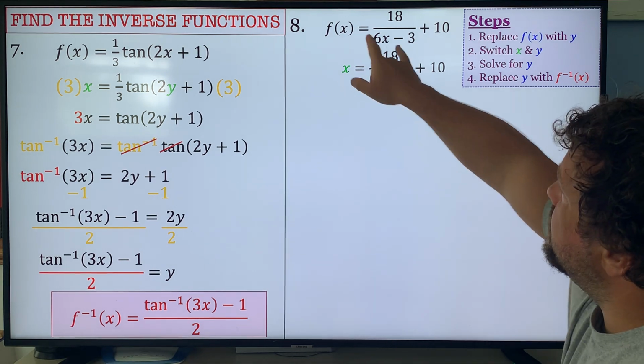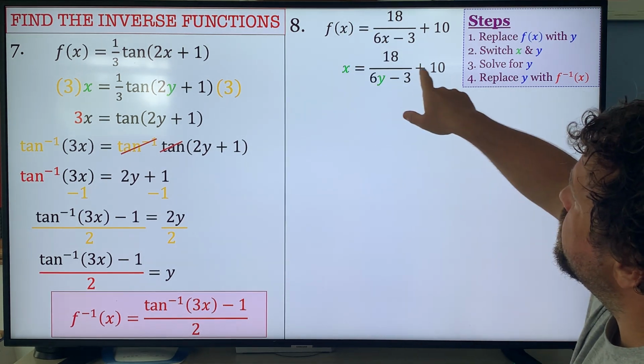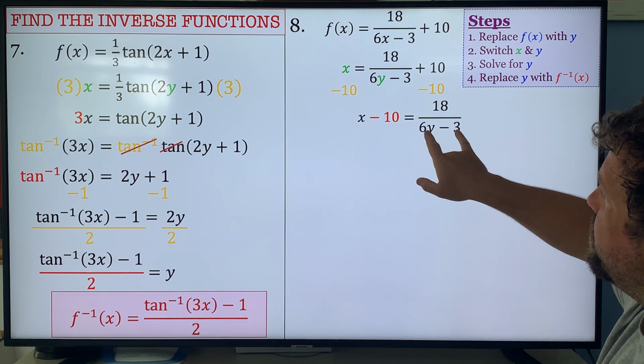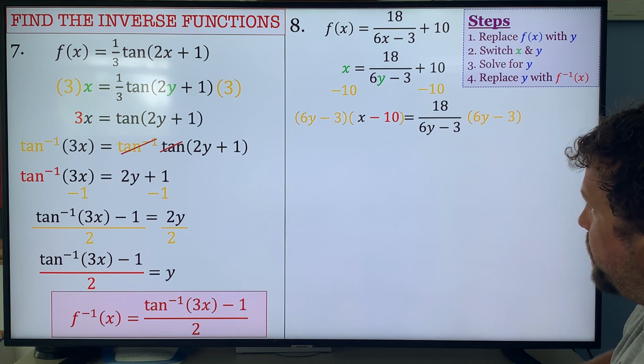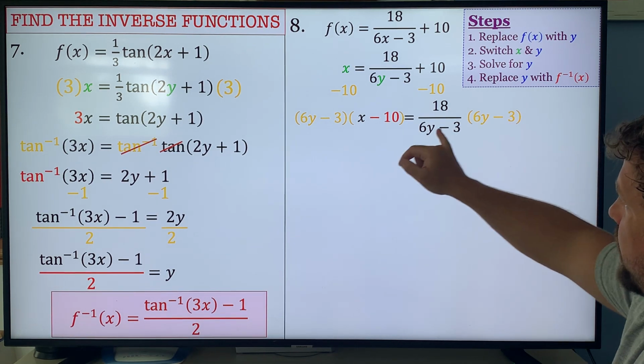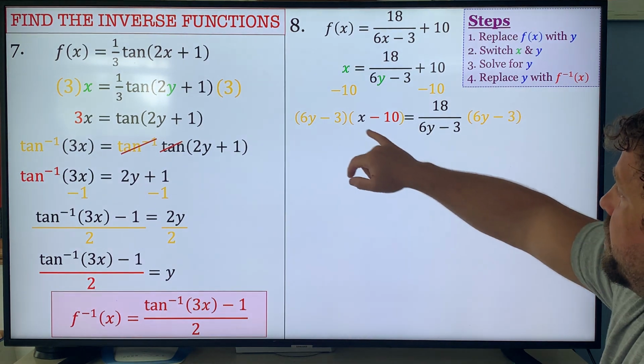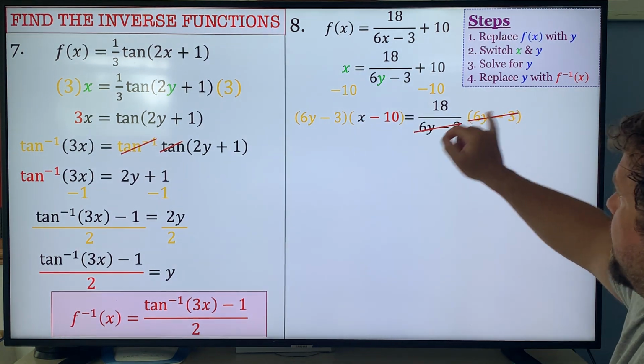All right, let's replace the x and the y. Boop. Subtract 10 from both sides. Now, this is the tricky part. You have to multiply both sides by 6y minus 3. Cancels that out. Because you can't have it in the denominator. You need it in the numerator. Don't distribute this, though. So just cancel them out.